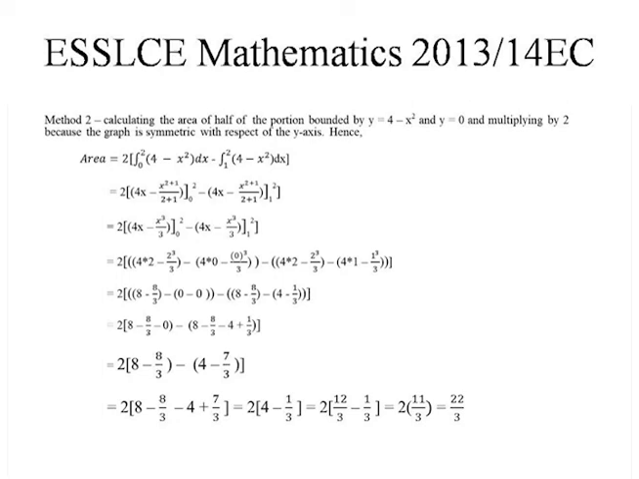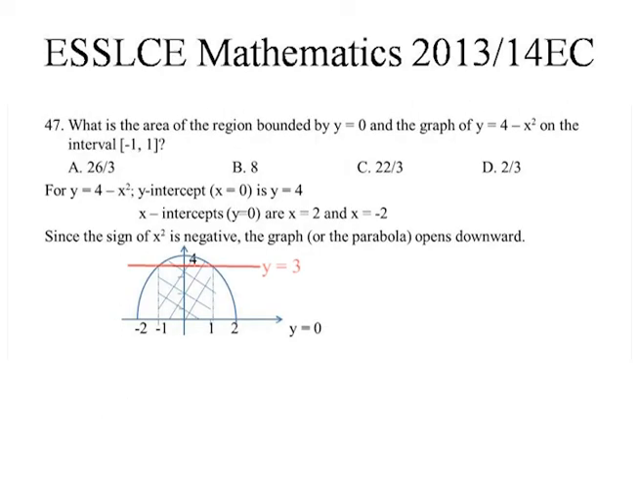The third method to calculate is just to calculate the bottom rectangular region as 3 times 2 plus the upper arc region, which is calculated as the integral of 4 minus x squared, x ranging from negative 1 up to 1, minus the integral of 3, x ranging from negative 1 up to 1, because this region is bounded by the graph y equals 4 minus x squared and the graph of y equals 3. I will leave this calculation for you. You will find a similar answer, that's 22 over 3. So choice C is the correct answer.